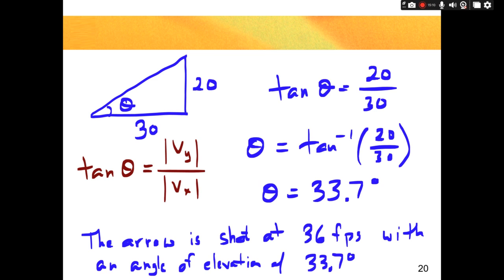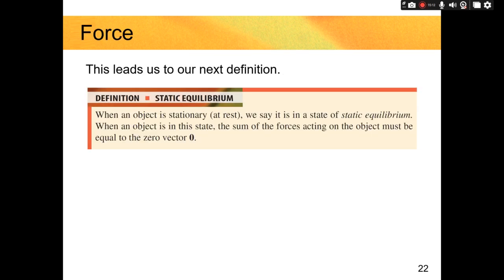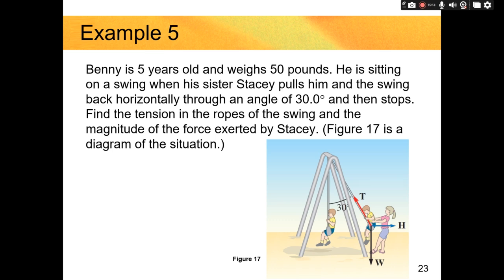All right, let's deal with forces now. Let's take a look at this one here. So, how about this situation? Oh boy. So Benny is five years old and he weighs 50 pounds. Okay, he is sitting on a swing when his sister Stacy pulls him and the swing back horizontally through an angle of 30 degrees. So the angle on top is 30 degrees. Okay, and then stops.